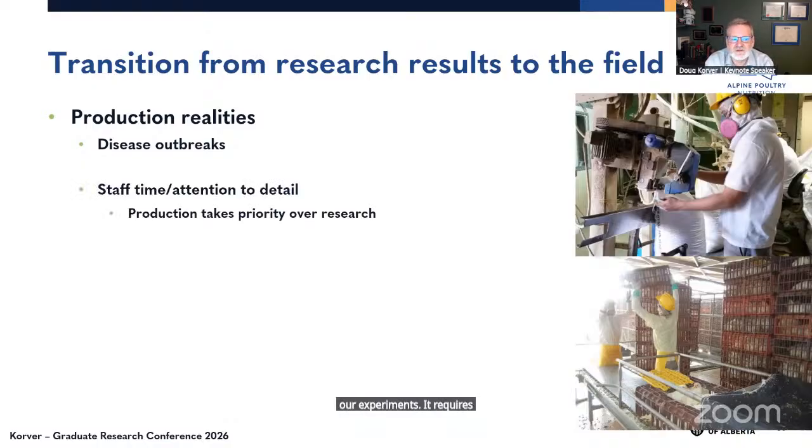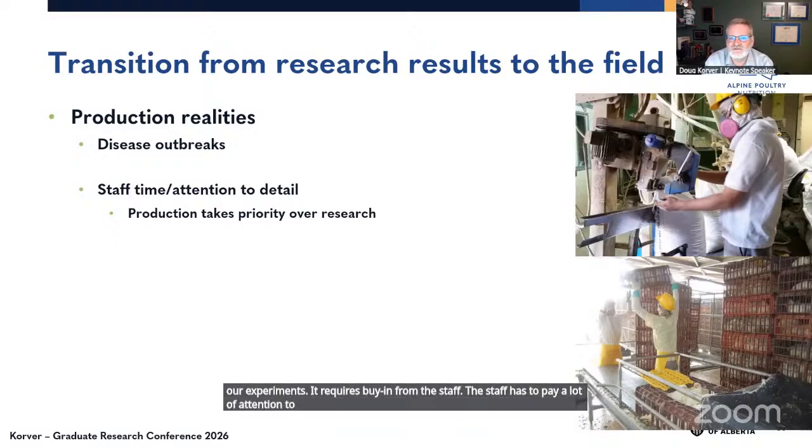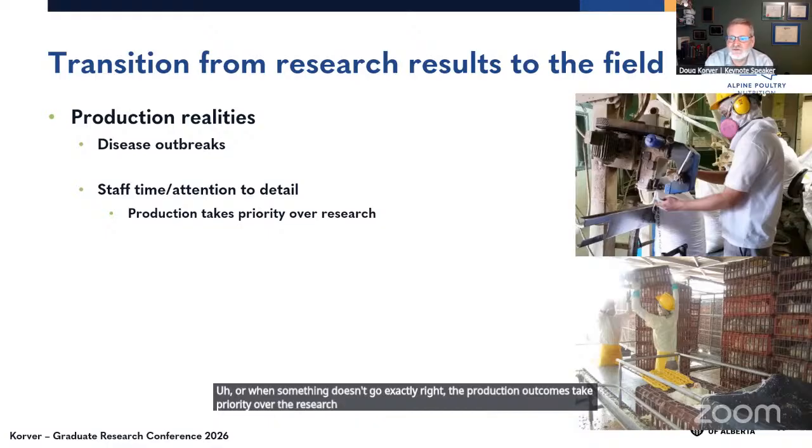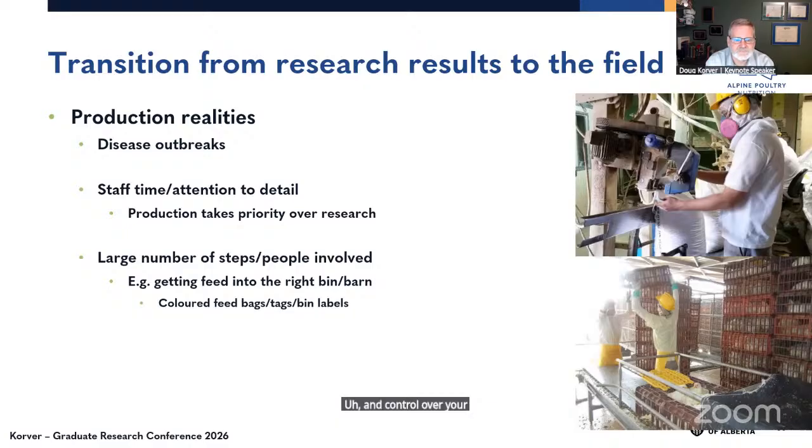It requires a buy-in from the staff. The staff has to pay a lot of attention to detail because we need to have good control. In my experience, sometimes when things are busy, or when something doesn't go exactly right, the production outcomes take priority over the research outcomes, and you can lose quality and control over your experiments very quickly.